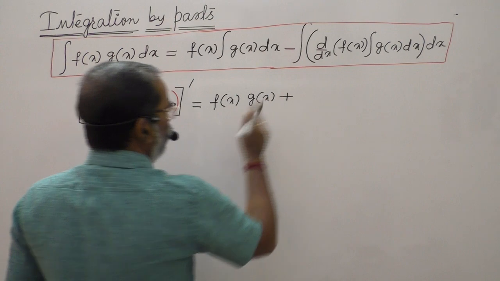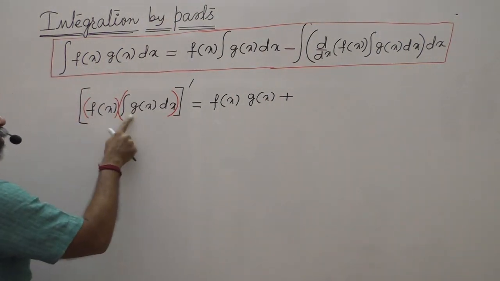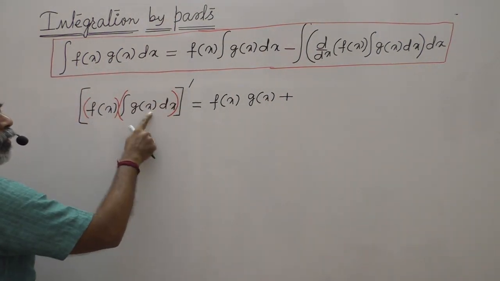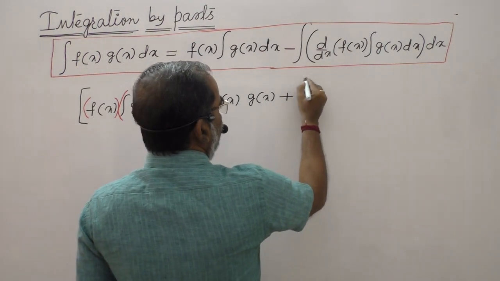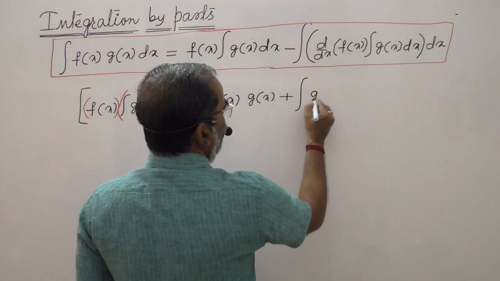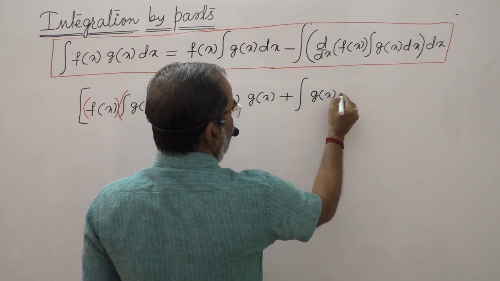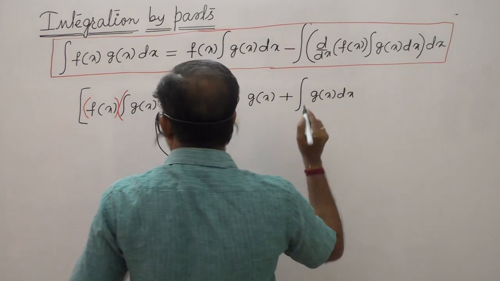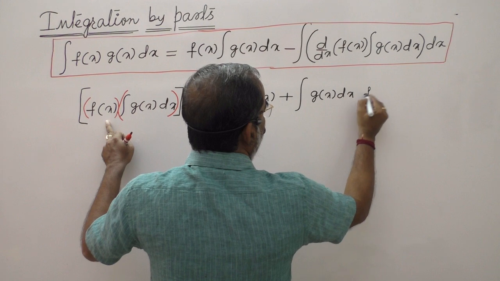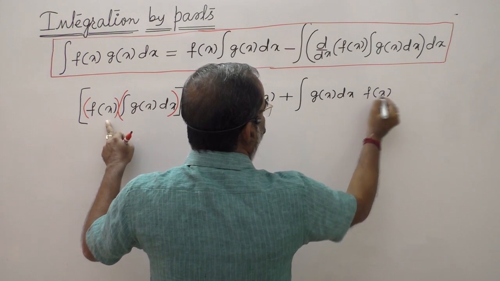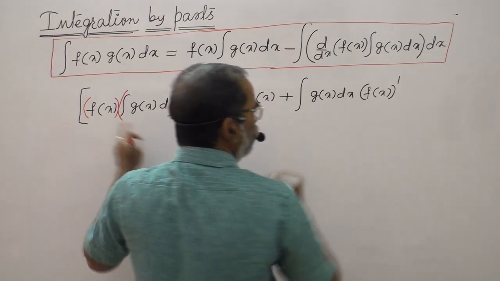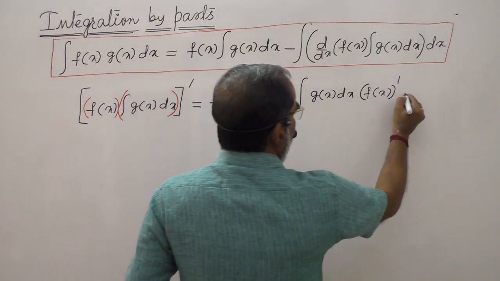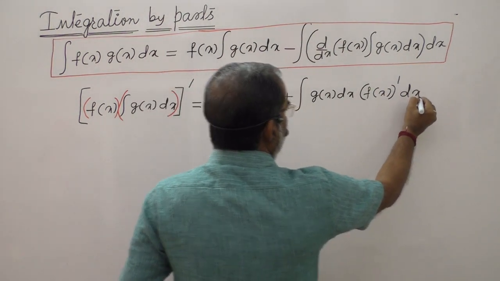Next plus, what I wrote, uv whole dash, u into v dash, now v into u dash. What is v? V is integral g of x dx into u dash. U dash means d by dx of f of x. You can write dy by dx or dash into dx.